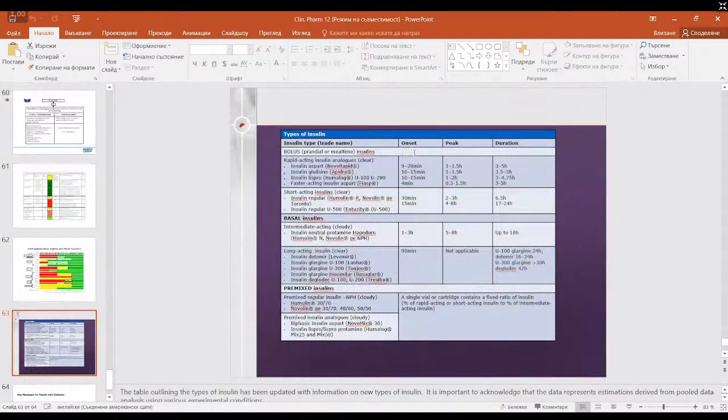Again, here is another very useful table that you can use for the exam when you're preparing about the different types of insulin. So rapid acting insulins, short acting insulins, basal insulins, which include the intermediate acting and the long acting insulins, the duration of action, the peak effect, and the onset of action.